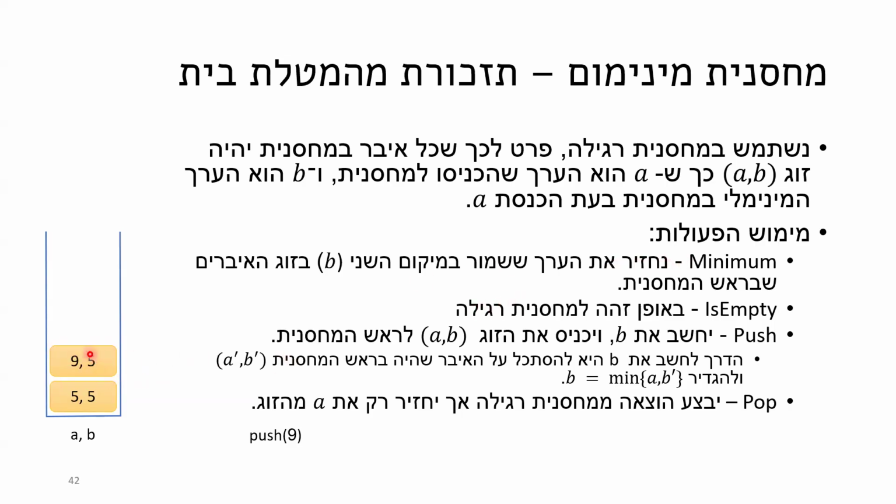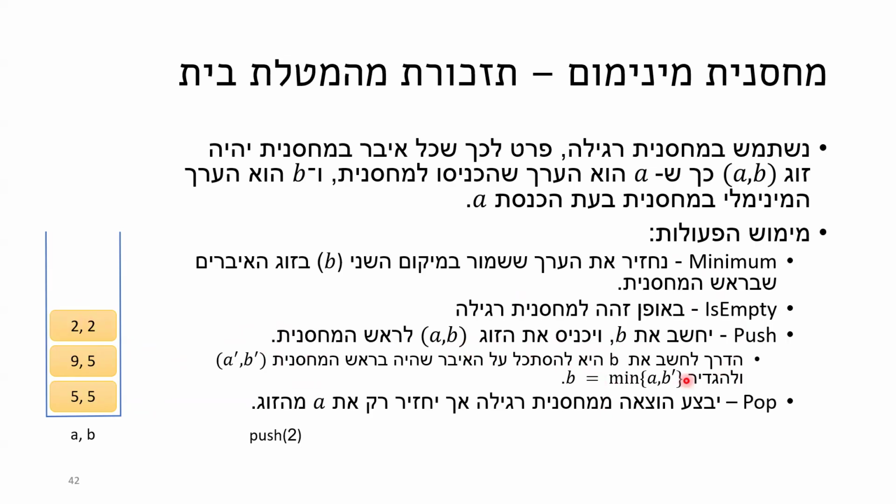Minimum, we're just gonna take from the element at the head of the stack. We're just gonna take the B, and we're gonna return that. Is empty is just the same as a regular stack. Push, we're gonna calculate B, and then we're gonna push A and B into the stack. How are we gonna do that? A is just the element that we're trying to insert, and B is the minimum between the element and the previous minimum. So now if we want to push 2, we compare 2 to the previous minimum, and then we take the smaller of the 2, and we push that as B.